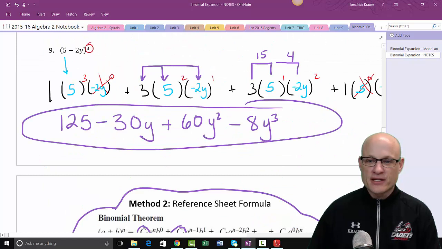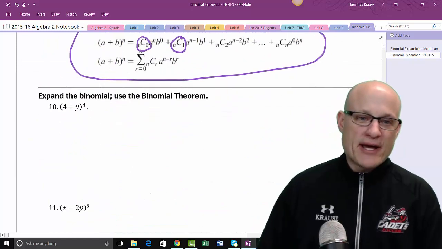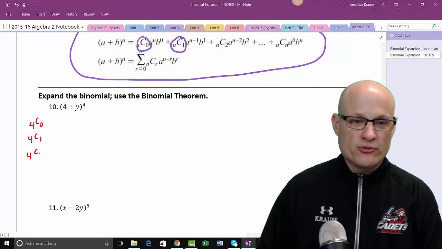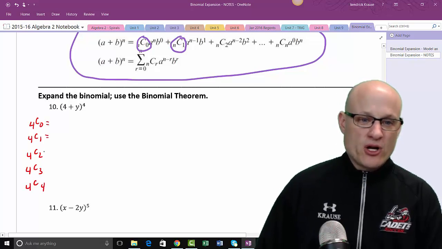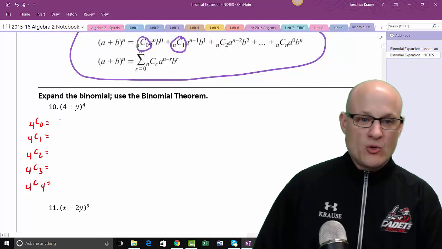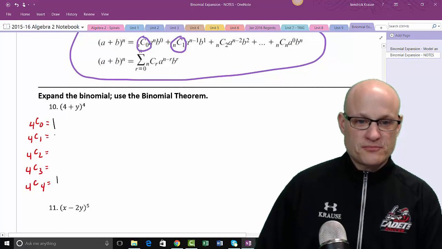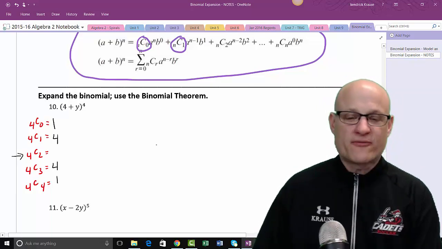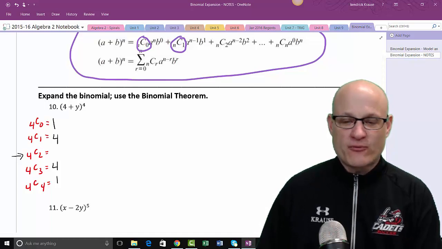So let's go down here, and let's see how that's going to help us out. I want the pattern for this. Well, I know it's going to be 4 choose 0, 4 choose 1, 4 choose 2, 4 choose 3, and 4 choose 4. Furthermore, I know what most of those numbers are. I know it always starts with 1, ends with 1. The next one's going to be whatever the exponent is, 4 and 4. So really, this is the only one I need to know. I don't need to write that whole thing out for this one problem. I just have to figure out what 4C2 is.